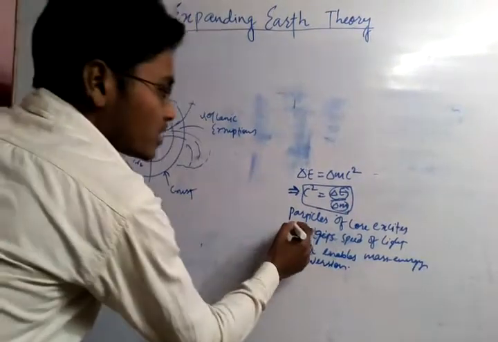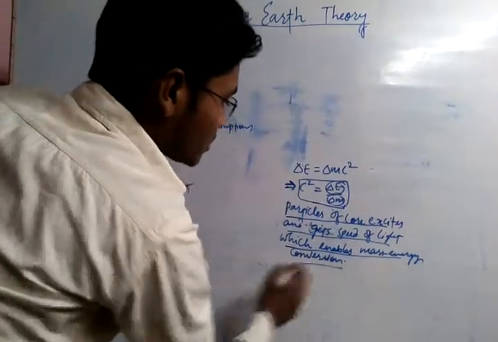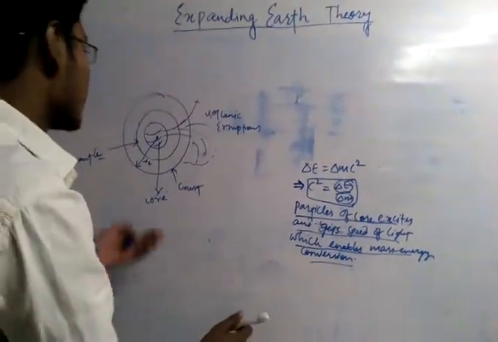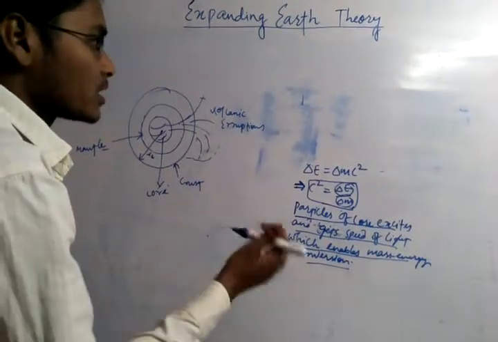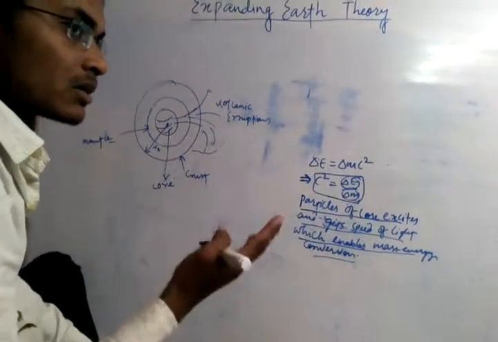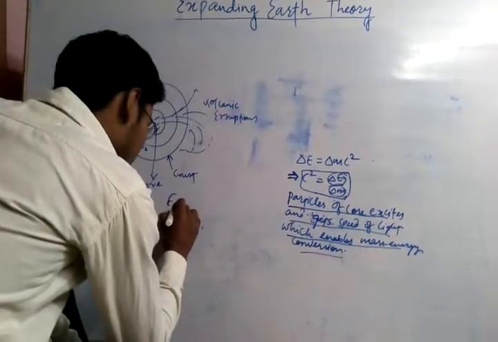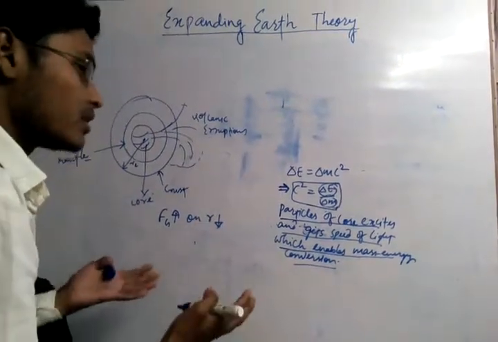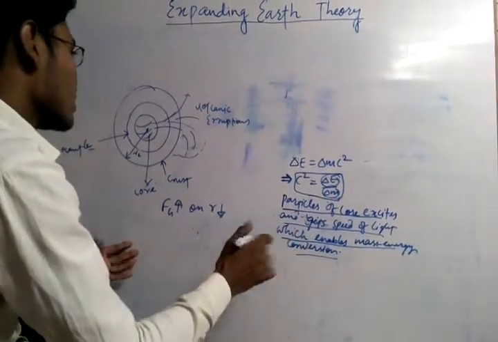when the particles of the core get excited and reach the speed of light, this enables the mass-energy conversion in the earth, and that results in the expansion of the earth, which proves the expanding earth theory. It also resolves the contradiction we saw: heavier animals lived on the earth in earlier times, and how could they live if the force of gravitation increases with decreasing radius? That's why the contradiction is cleared by this mass-energy conversion theory, right?